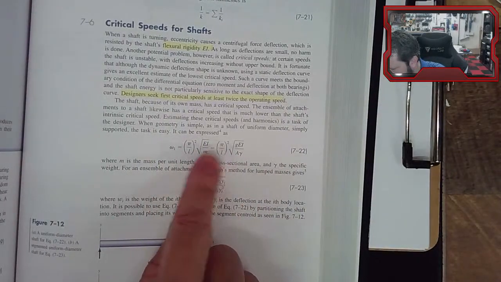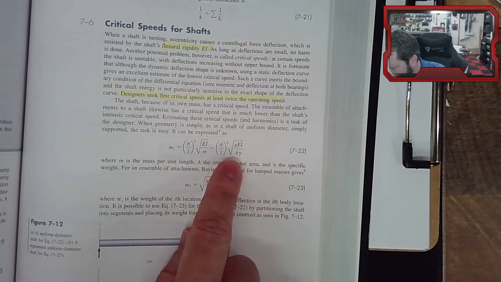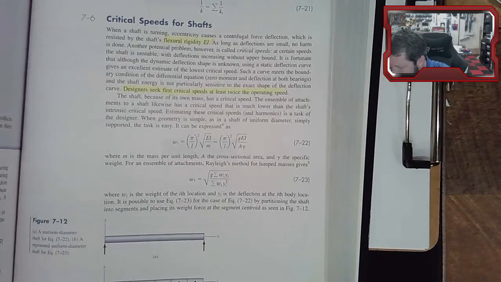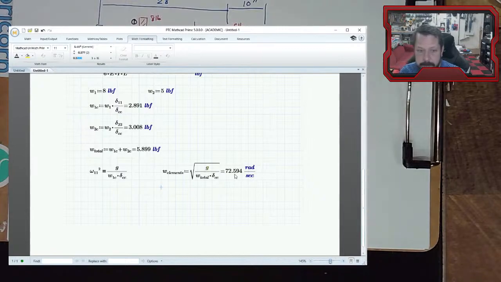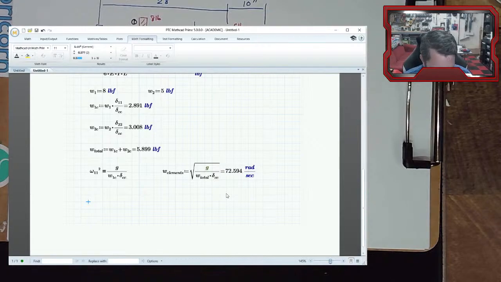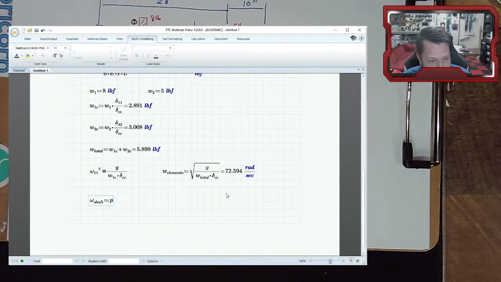So they give a critical speed of a shaft, so we need to do that first. It's basically just based on the weight of the shaft and the size of the shaft. So omega for the shaft equals pi over L squared. This is just reading equation 7.22.